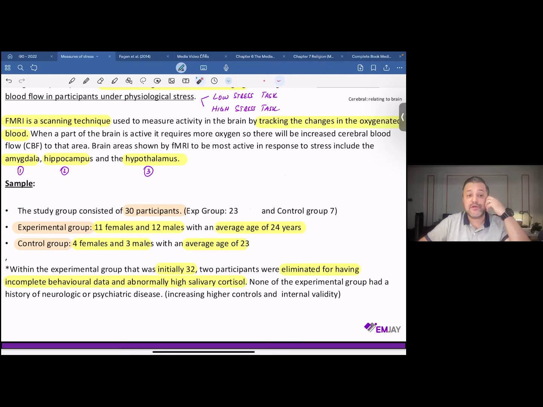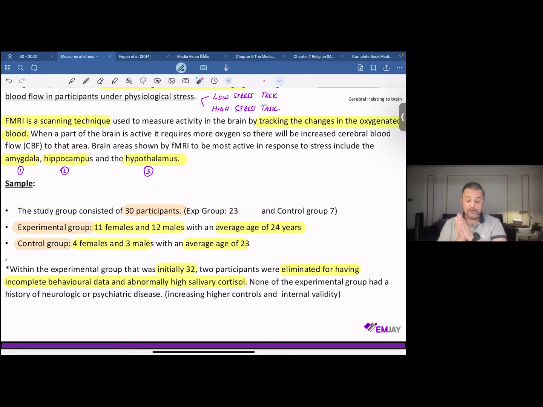So this study consisted of 30 participants. Initially, there were 32, but two of the participants were eliminated from the experimental group for having incomplete behavioral data and abnormally high salivary cortisol. So initially the participants were 32, but towards the end there were just 30 participants whose data was analyzed. 23 of these participants were in the experimental group and 7 were in the control group. The experimental group comprised 11 females and 12 males with an average age of 24 years, whereas the control group comprised 4 females and 3 males with an average age of 23 years.